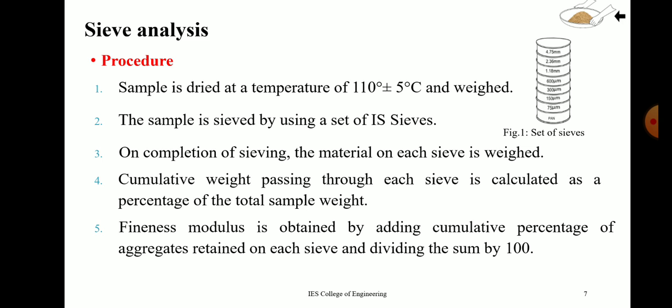The sample is placed on the top sieve and the set of sieves is kept on a mechanical shaker and the machine is started. Normally 10 minutes of shaking is sufficient for most soils. On completion of sieving, the material on each sieve is weighed. Cumulative weight passing through each sieve is calculated as a percentage of the total sample weight. Fineness modulus is obtained by adding cumulative percentage of aggregates retained on each sieve and dividing the sum by 100.